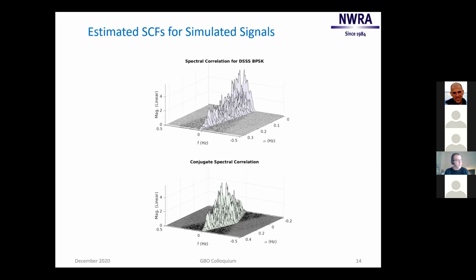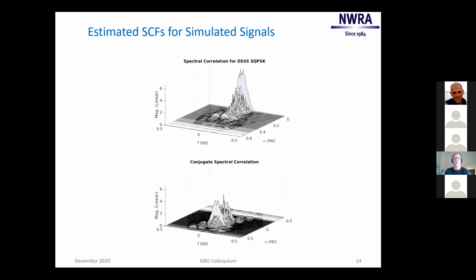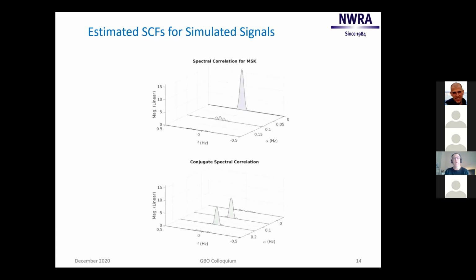And we'll revisit this when we get to the GBO data, because the GBO data that you gave me happens to contain the GPS band. Okay. DSSS QPSK is a little different. There's no conjugate part of it. And DSSS SQPSK, another commonly used signal, is kind of a hybrid of those two previous signals.